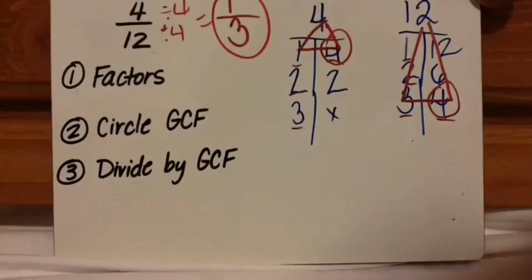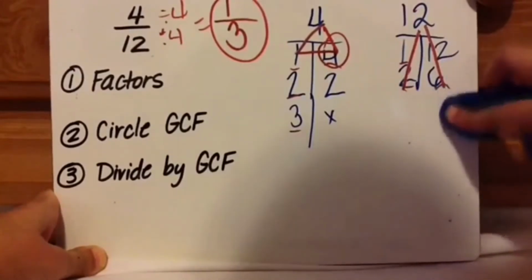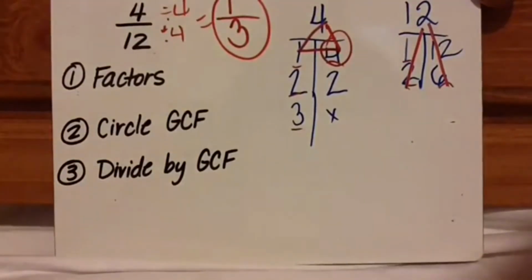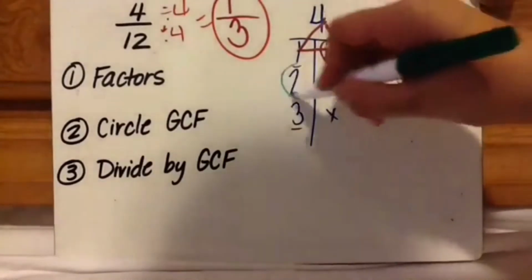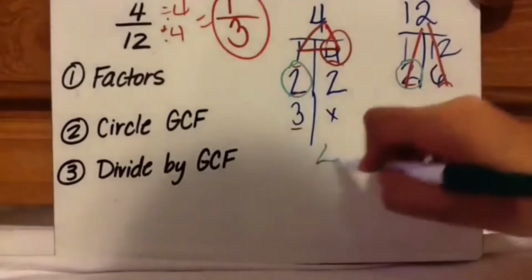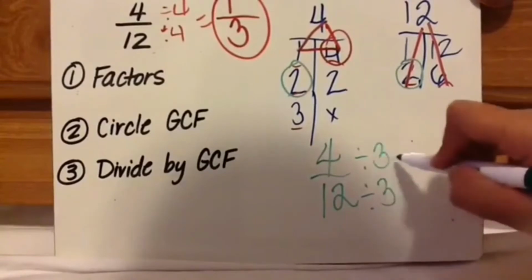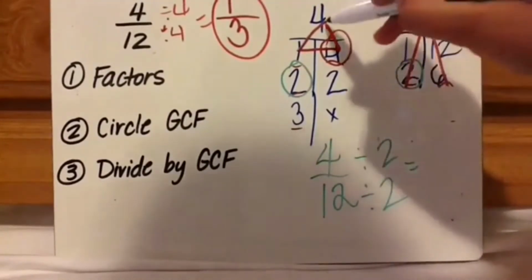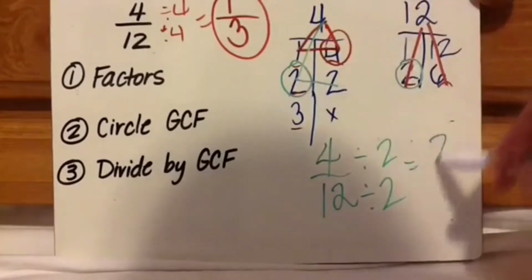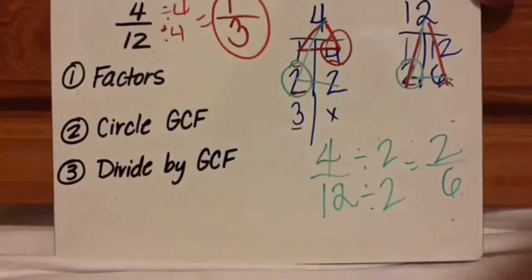So let's say you overlook the 4. Let's say when you were listing the factors, you never wrote down 3 times 4 equals 12. Let's say you just did 2 times 6 and you just called it a day. So you're telling yourself 2 is the greatest common factor. So when you do 4/12 divided by 2, 4 divided by 2 is 2, 12 divided by 2 is 6. You get 2/6 as your answer.